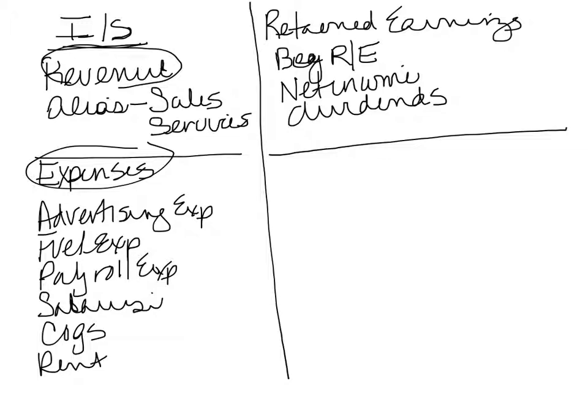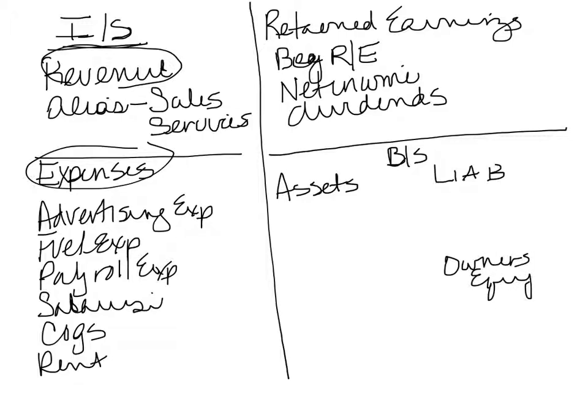The last statement that we're going to talk about is the balance sheet, and we're going to get into that in a little bit further detail in learning module number 3. But what goes on the balance sheet is a category called assets, liabilities, and owner's equity.